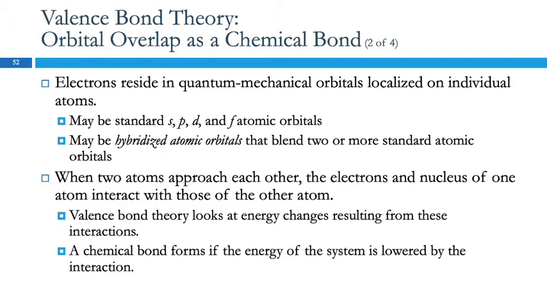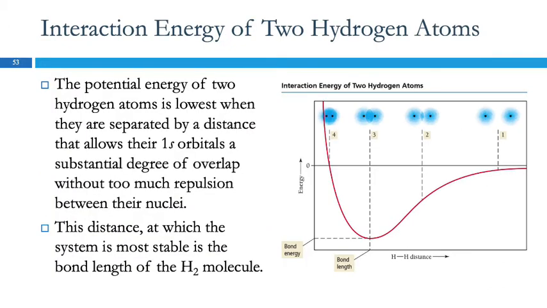So when two atoms approach each other, we have the electrons and nucleus of one atom interacting with the electrons and nucleus of the other atom. And if the interactions result in a lowering of the energy of the system, a chemical bond will form. And that's what valence bond theory is looking at. So here is a graph illustrating that.